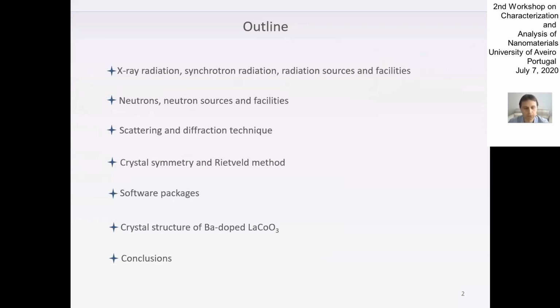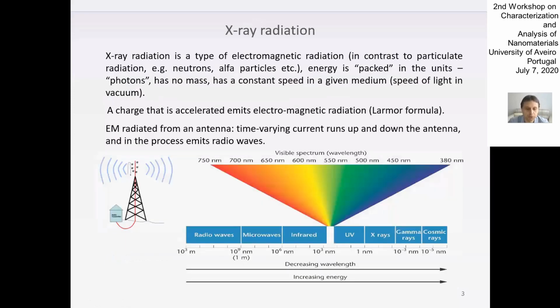And then I will talk about the refinement for a particular material, some cobaltite, to show how it works. I mean, the software which we can use to refine the crystal structure. So let's go to X-ray or electromagnetic radiation. You know that X-ray radiation is a type of electromagnetic radiation, and it's packed into photons, so-called quanta of electromagnetic radiation. Photons don't have a mass, and they have a constant speed in the given medium. For vacuum, it's the speed of light.